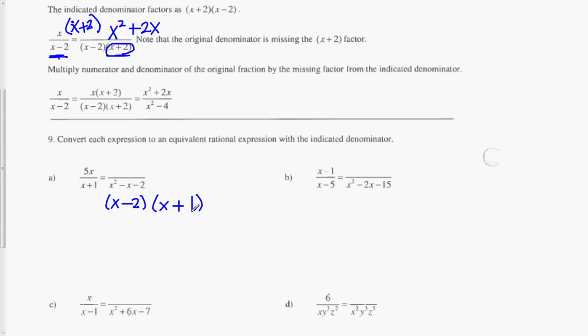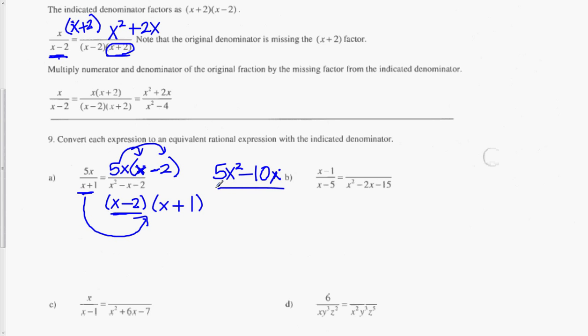Now, to make the equivalent fraction, start with your x plus 1 right here. From the old to the new, I'm missing the x minus 2. So I need to take 5x times x minus 2. Okay, so when I multiply that out and clear my parentheses, that would give me 5x squared minus 10x on top of the x minus 2, x plus 1. Are you getting the idea? You play what's missing. Whatever's missing gets multiplied times that numerator.